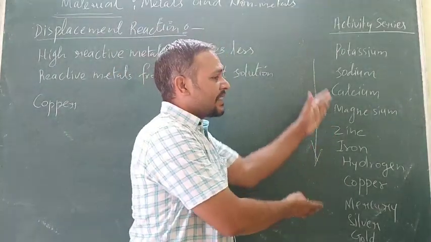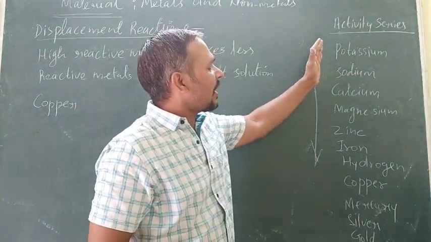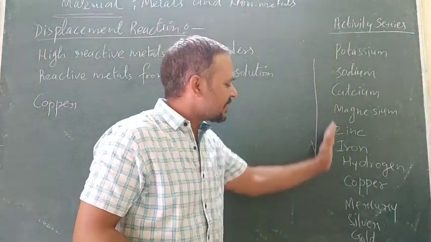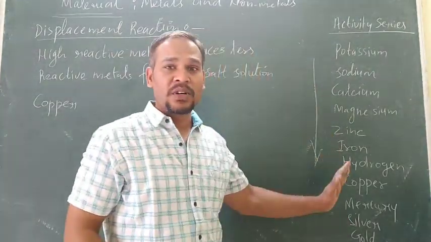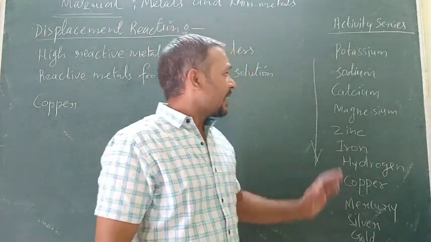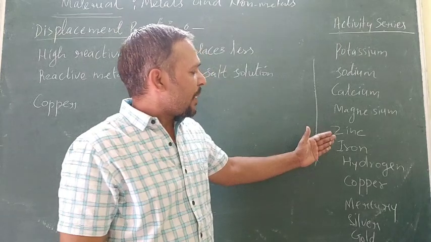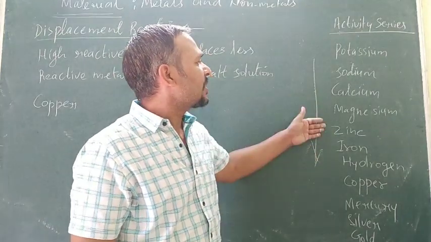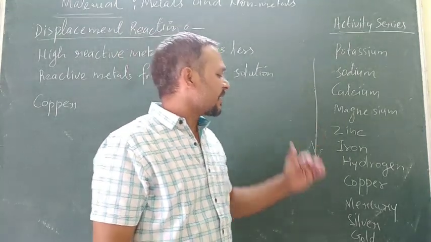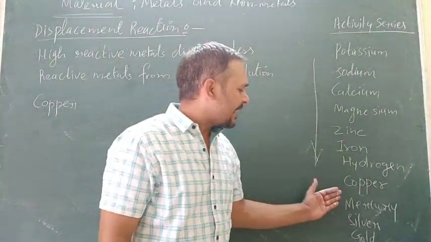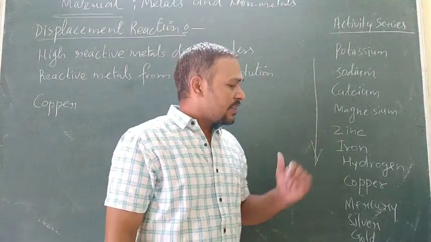So they have been arranged in the order of their activity, and the activity of the metals decreases downward, right? So this is the activity series, you can note it down and you can learn it also. Here you can see, if you are comparing zinc and potassium, which one is more reactive? Of course, potassium is more reactive than zinc. If you are comparing iron and copper, which one is more reactive? The iron is more reactive than copper.